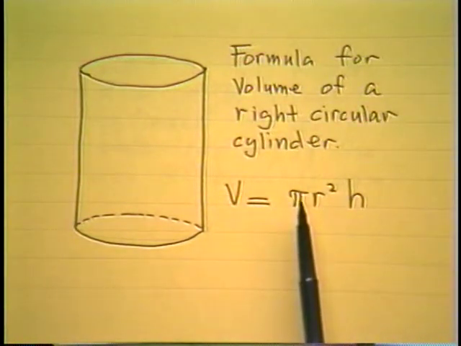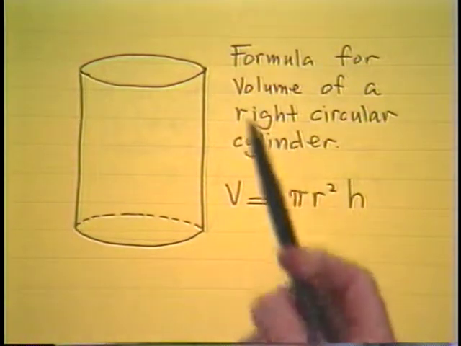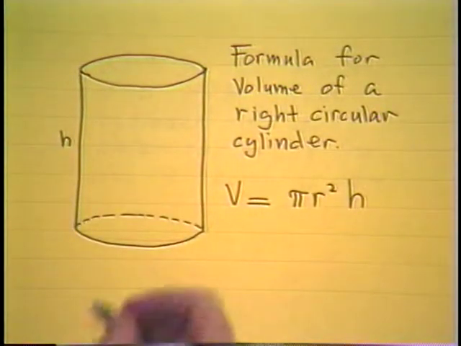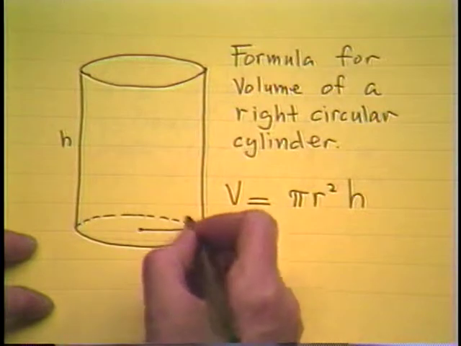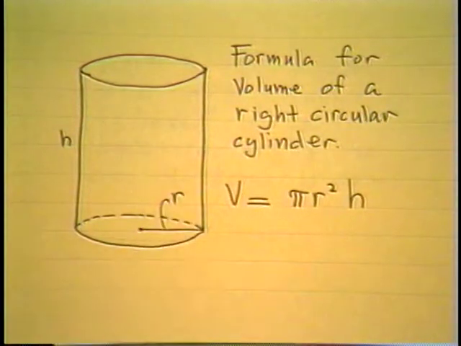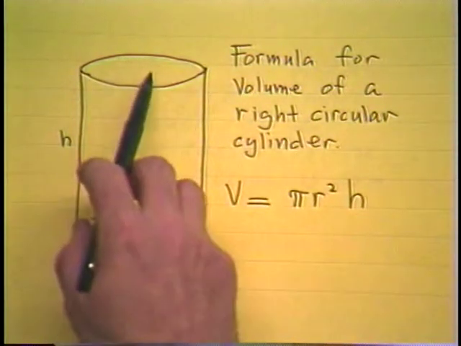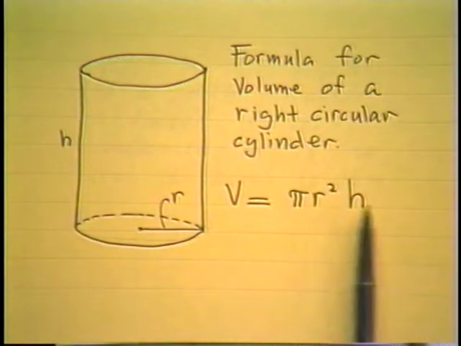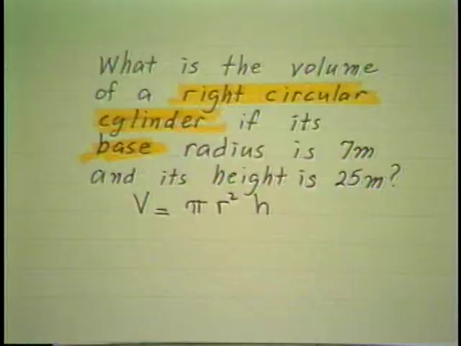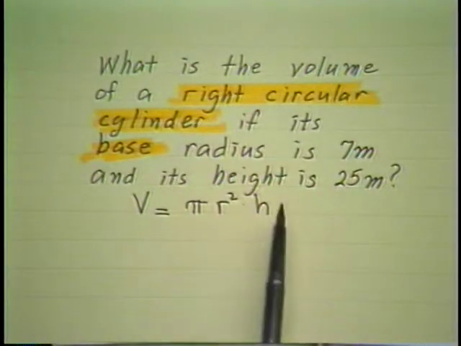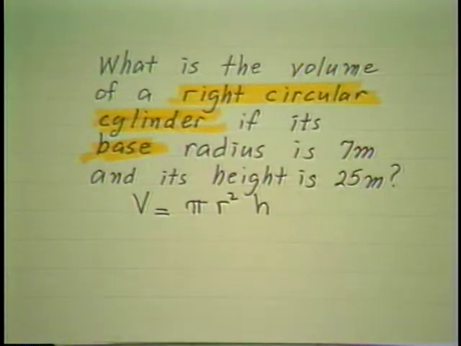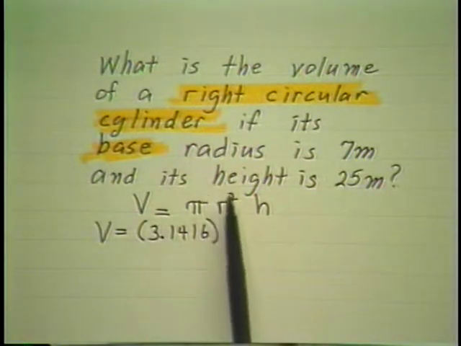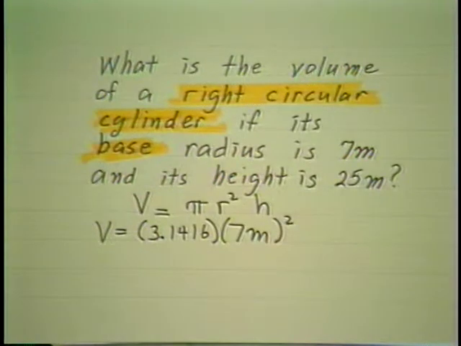Volume is pi times the square of the radius times the height, where the height is the side of this box, and the radius, of course, is just that. And the radius of the top would be the same in this case. So now to work our problem, we would simply copy our formula over, substitute in the specific number values for these generalized variables, and we get pi, and the radius squared times the height.